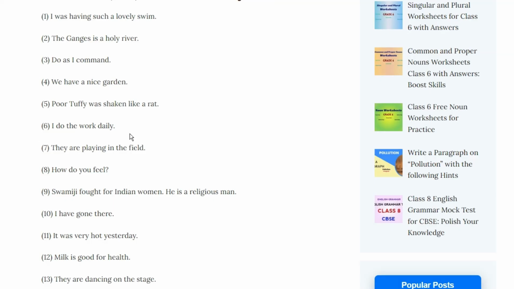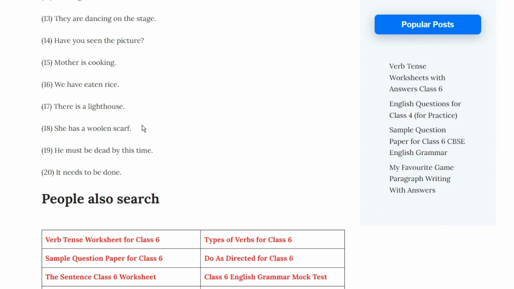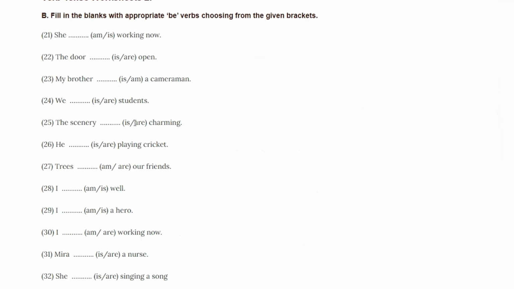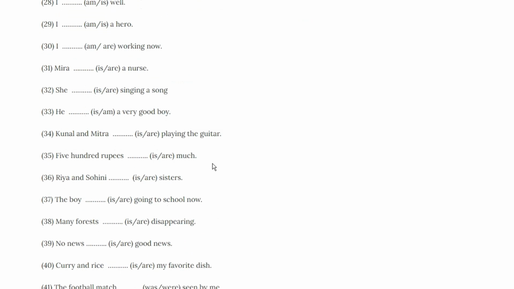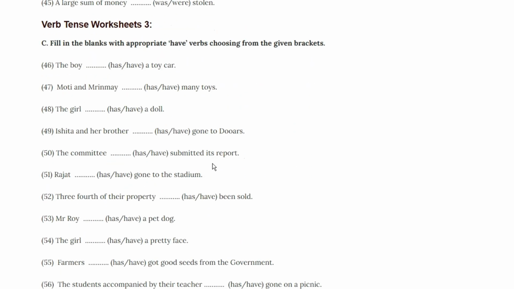In the first worksheet, underline the be, have, and do verbs in the following sentences. I was having such a lovely swim. Was is the be verb. Now do the rest. In the second worksheet, fill in the blanks with appropriate be verbs choosing from the given brackets. She dash (am, is) working now. The answer will be: she is working now.